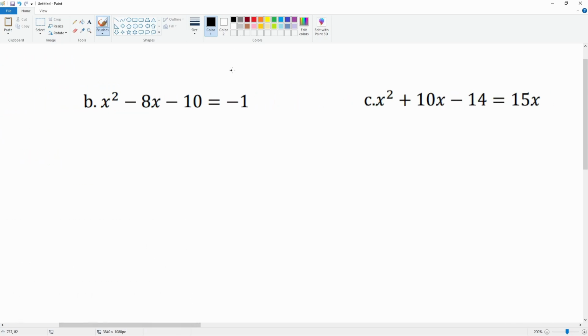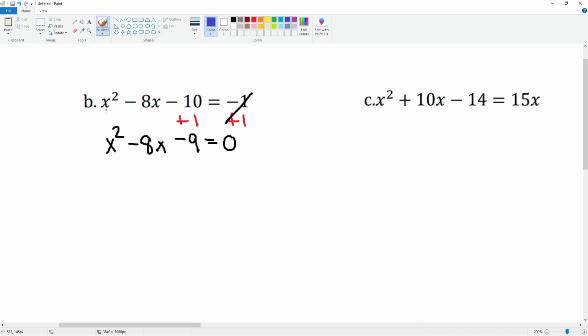For B, notice that it's equal to a number here, so we want to make it equal to 0. Right now, it's a negative 1, so to get rid of negative 1, we add 1 to both sides. The right-hand side does cancel. Negative 10 plus 1 is negative 9. Bring everything else down. The right-hand side equals 0. Bring down the x squared, bring down the 8x.